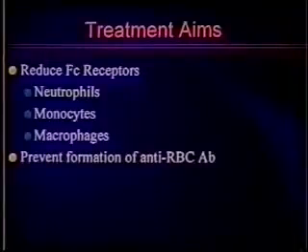The treatment aims are to reduce Fc receptors. And the Fc receptors, remember, were on the presence of neutrophils, monocytes, and macrophages. And that's the receptor that binds to the tail end of the antibody molecule and actually allows the antibody and the red cell to be pulled inside of the macrophage or neutrophil. And so part of your goal is to decrease the numbers of receptors on macrophages, and that makes them kind of blind. They can't see the antibody-coated cells anymore.